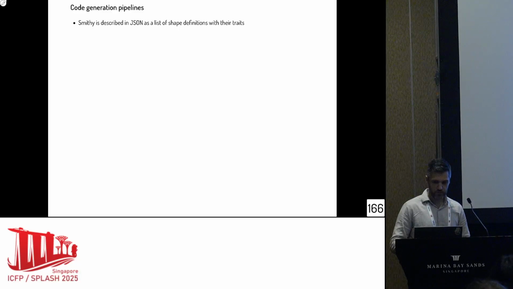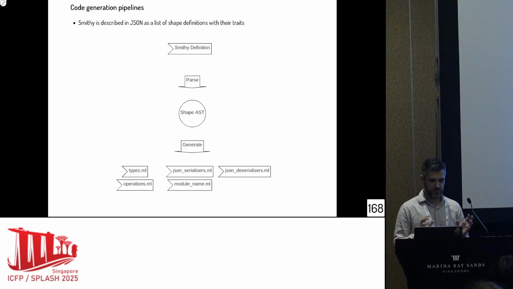With this relatively simple design, the code generation pipeline is actually quite straightforward. A Smithy JSON file is just a list of shapes. We parse it into an AST and then split it up into different types, and then just generate the code for each of the modules, like the types module, the operations, the different serializers and deserializers, and a sort of client interface, which is the module name.